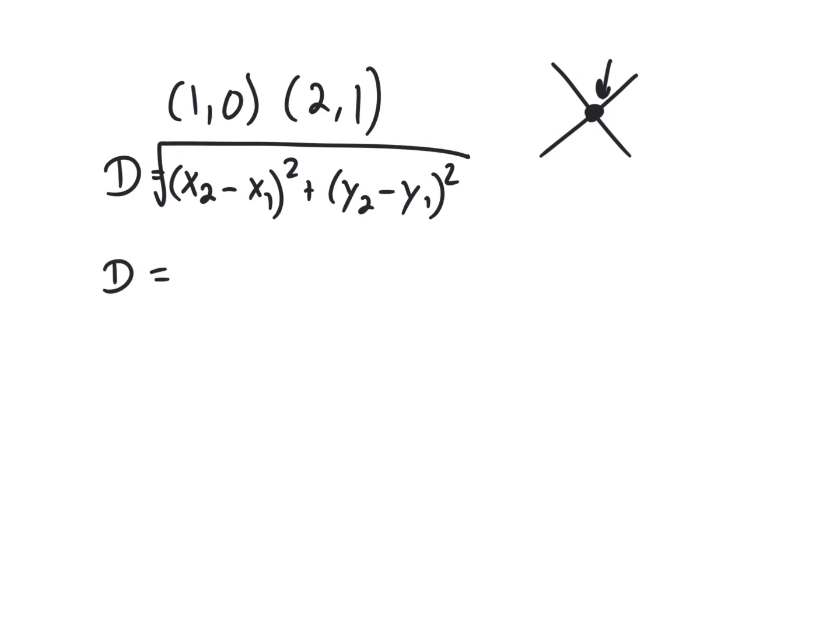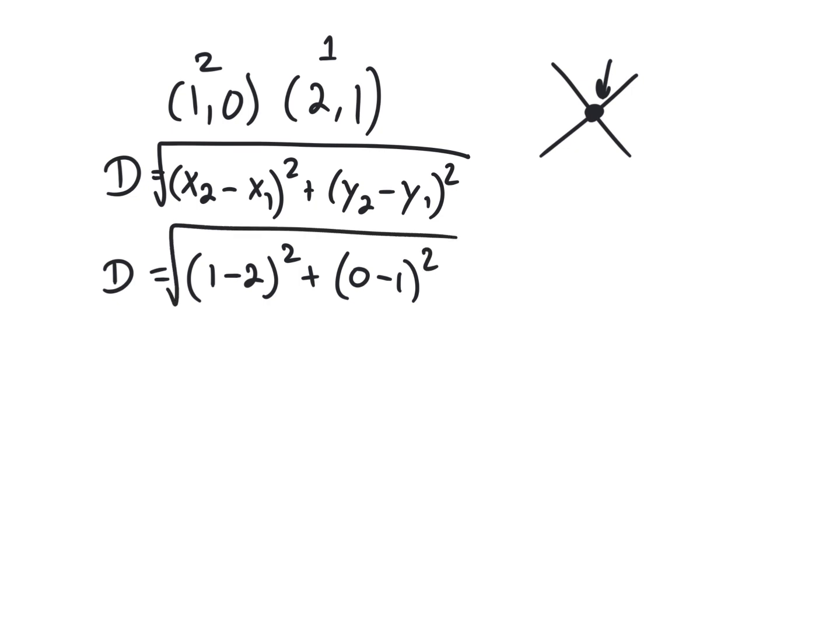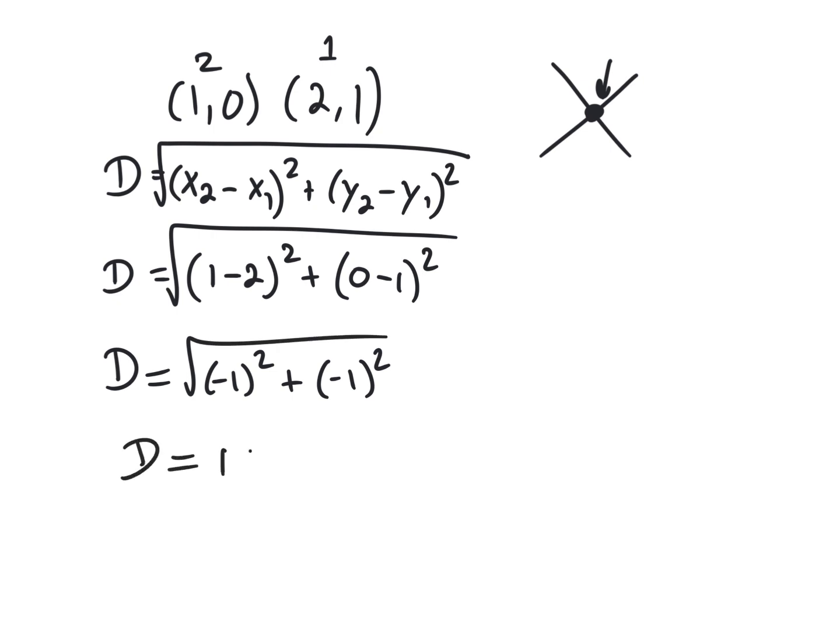So the distance is, I'm going to name this my 2's and this my 1's. 1 minus 2 squared plus 0 minus 1 squared. D equals 1 minus 2 is -1 squared plus -1 squared. It's going to simplify to 1 plus 1. It's going to simplify to the square root of 2.